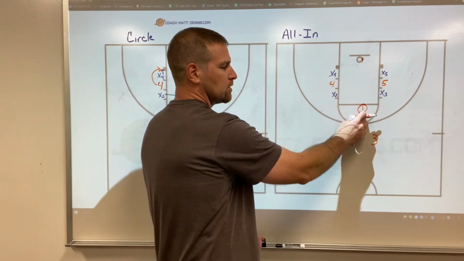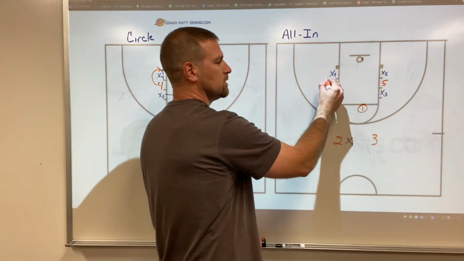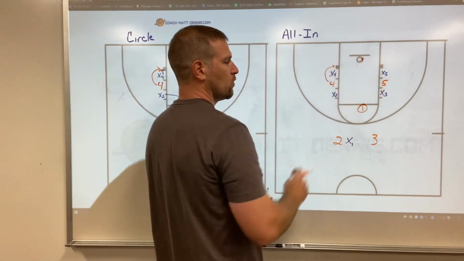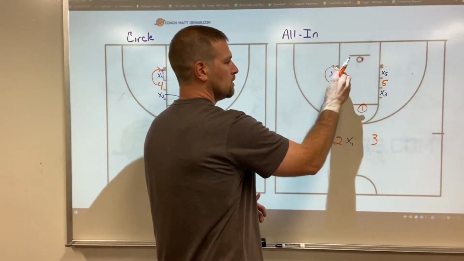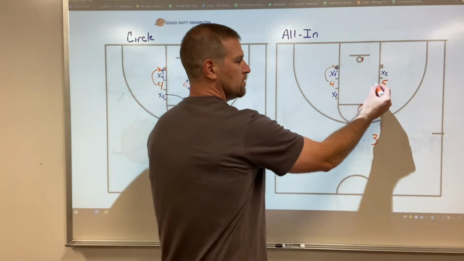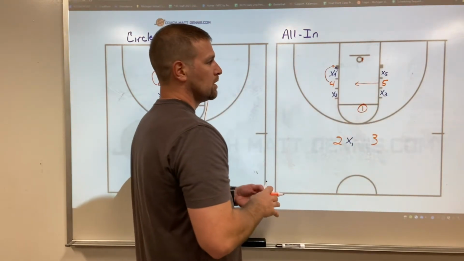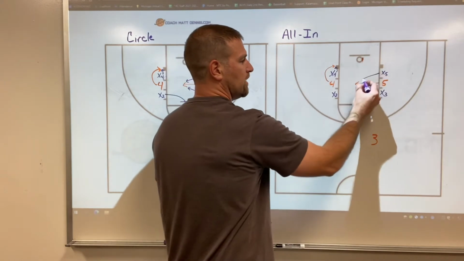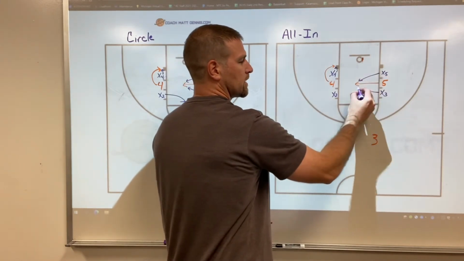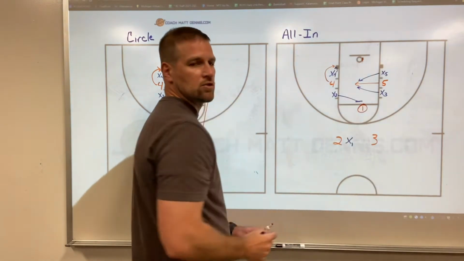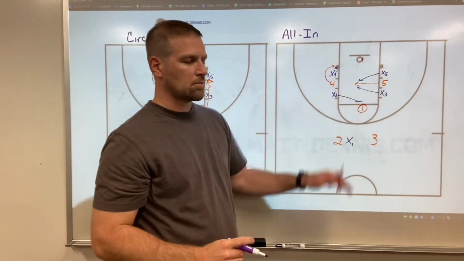As that player goes to shoot it, when it's released, 4 is coming around, just like we did in circle. That's going to draw X4 down. Player 5 is going to be coming right to the middle, just as we did in circle. That'll draw X5 in for the block out here and X3 in for the pinch, with X2 having to come down and try to get the block out on the shooter.